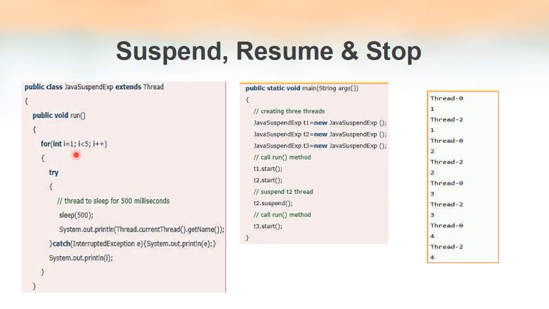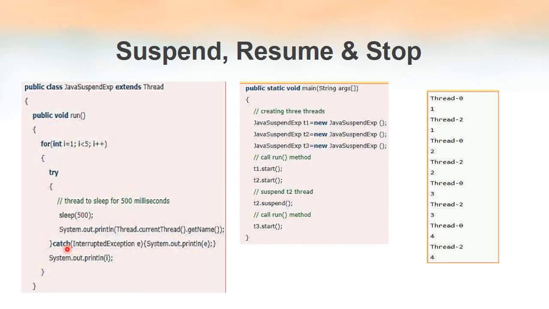And it will continue as long as this loop runs. This loop will be running from I equal to 1 to I equal to 4. So when the value of I becomes 5, the loop terminates. Then the run method is completed. Then thread 0 and thread 2 will be terminated.